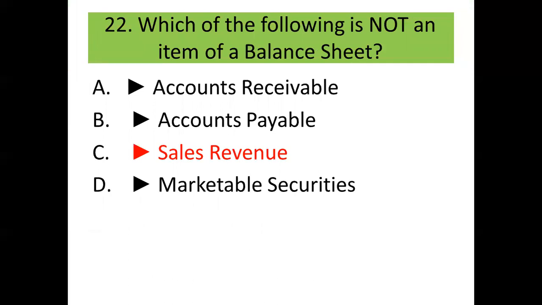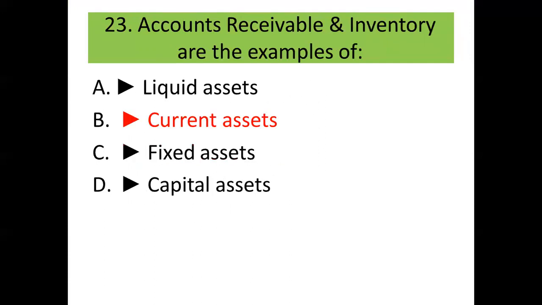Question 22. Which of the following is not an item of balance sheet? Sales revenue is not an item of balance sheet, it is an item of profit and loss account, while account receivable, account payable, and marketable securities will all be items of balance sheet. Account receivable and inventory are examples of current assets.